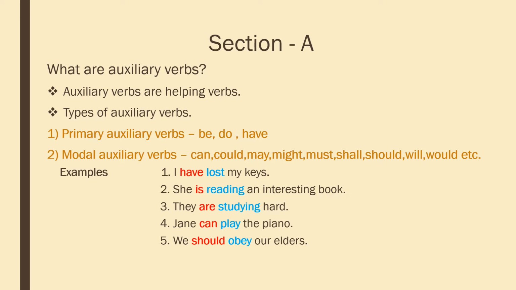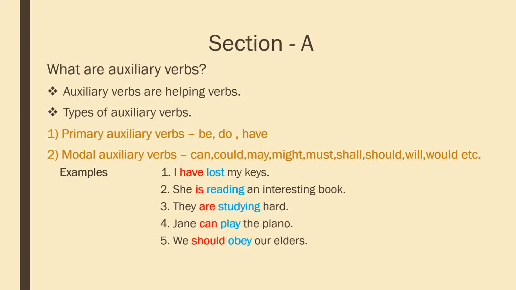According to Section A, auxiliary verbs are helping verbs. They help to form tenses, moods and voices in a language. There are two types of auxiliary verbs in English language. The first type is primary auxiliary verbs such as be, do and have. The second type is modal auxiliary verbs such as can, could, may, might, must, shall, should, will, would and etc.